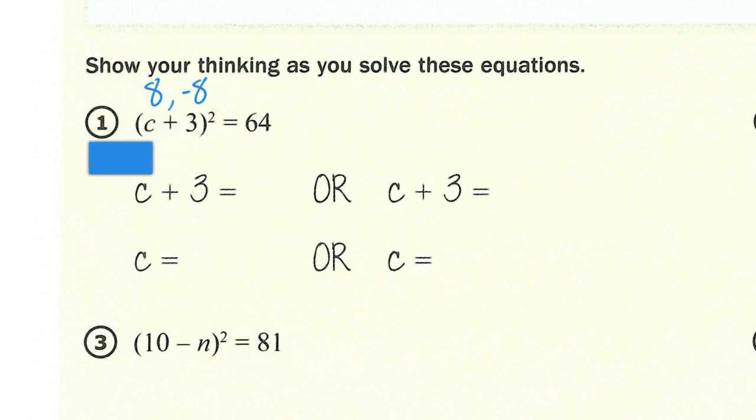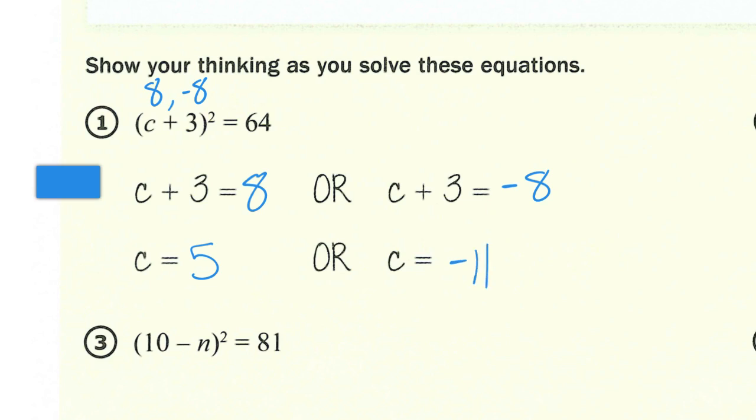So now, if I move my blue square away, I know that this part, c plus 3, could be 8, or it could be negative 8. So that's what we're doing down here. We're saying that c plus 3 could equal 8, or it could equal negative 8. And now that I know this, I'm wondering what number plus 3 gets me 8, and that's going to be 5. And then over here, what number plus 3 gets me negative 8, and that's going to be negative 11.